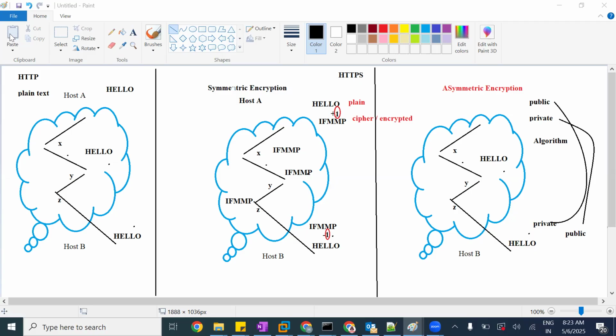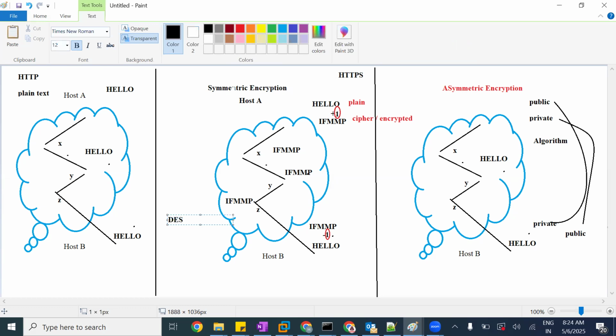Okay. Try to remember some of the algorithms of symmetric and asymmetric. DES is a symmetric algorithm, Data Encryption Standard. Triple DES also comes. DES has become outdated, and then later they discovered triple DES. And the latest one is AES. AES 256 is there, AES 128 is there.